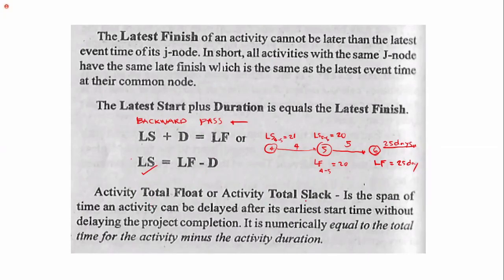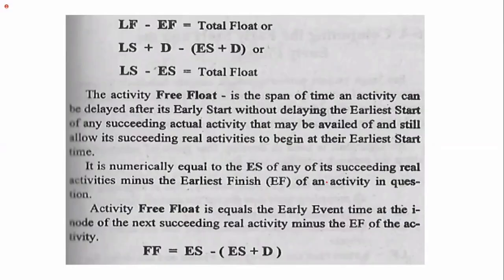Activity float. So total float is the span of time an activity can be delayed after its earliest start time without delaying the project. I'll demo that later. There is no example yet. So here are the formulas. Late finish minus early finish is the total float.